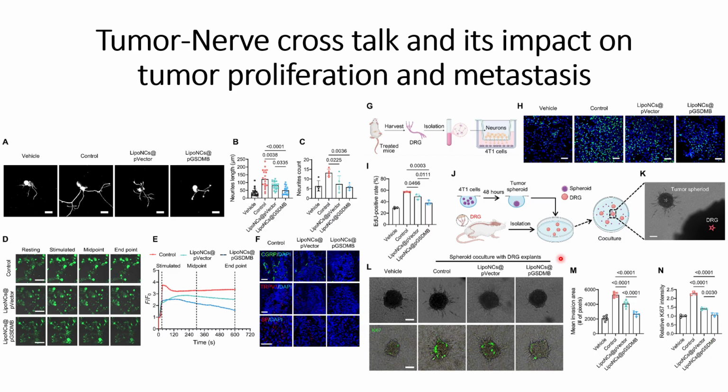So all these results together indicate that Lipo-NC-pGSDMB, their optimized system for the suppression of bone cancer cells, results in decreased tumor nerve crosstalk, and thereby causes enhanced tumor suppression in terms of reduced metastasis and proliferation. This is what they finally conclude from the results presented in this figure.